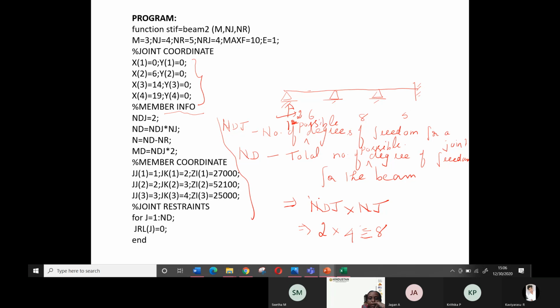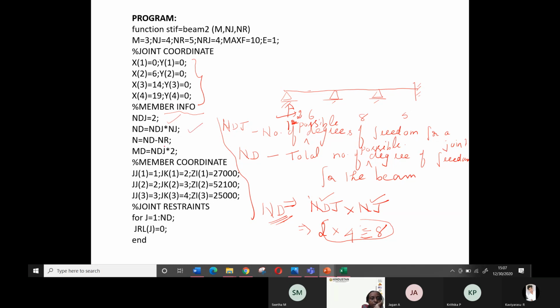Already we have given the number of degrees of freedom for a joint, so the computer computes it; you need not give this value. It is enough if you give the number of joints, and then ND is computed. Students usually get confused with the value ND. ND is the total number of degrees of freedom for the entire beam. You can use any notation, but for this particular program that I have developed, I have used the notation ND. So this is over.